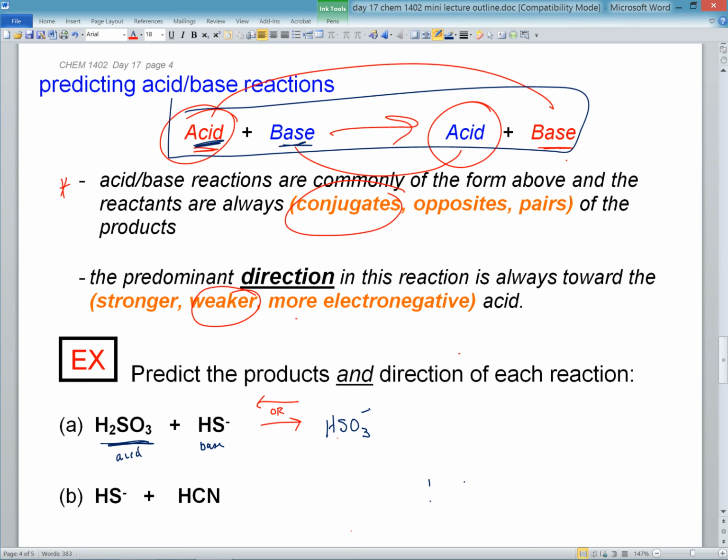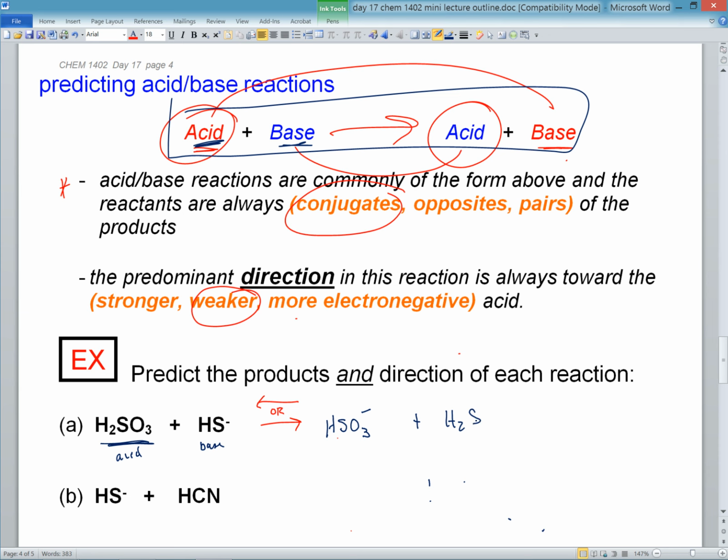We need the conjugate of, Victor, HS minus. But remember, HS minus is acting like a base, so you have to write its conjugate acid over here. What would you write? Just add an H plus to it. Add an H plus to this, you'd have H2S. And the plus and the minus, all right, they go to 0.